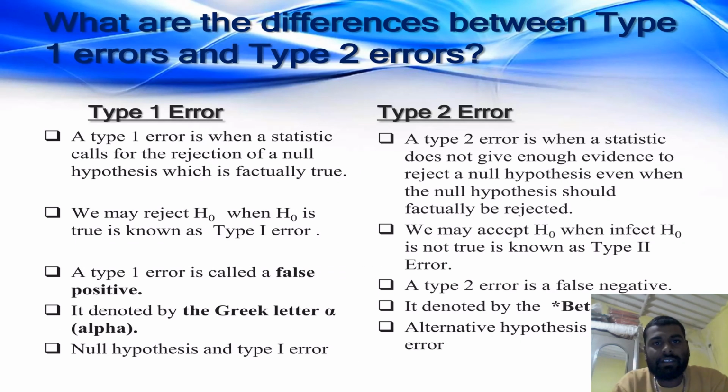What is the difference between type 1 error and type 2 error? A type 1 error is the rejection of a null hypothesis which is actually true. A type 2 error is when the test does not give enough evidence to justify a rejection of the null hypothesis, given that the null hypothesis should be rejected as false.